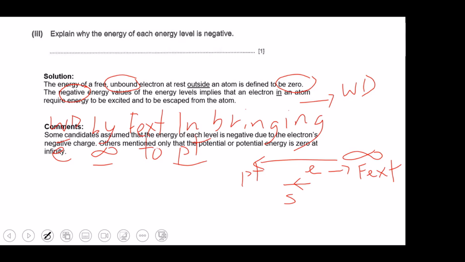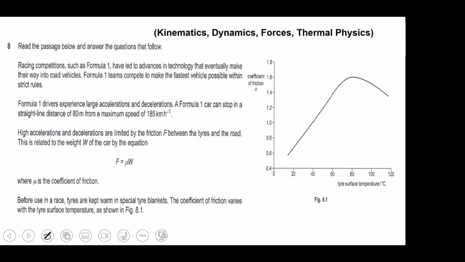Okay, these are the common feedback comments on this question. Some said energy is negative due to the electron's negative charge, right? Some mentioned that by convention, potential energy is 0 at infinity, which is insufficient. Okay, so that's all for that question.